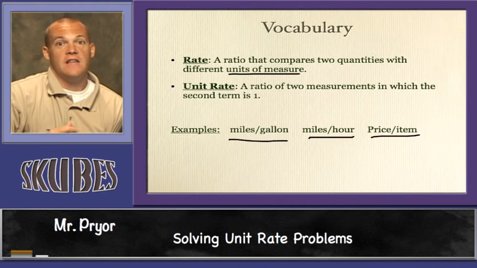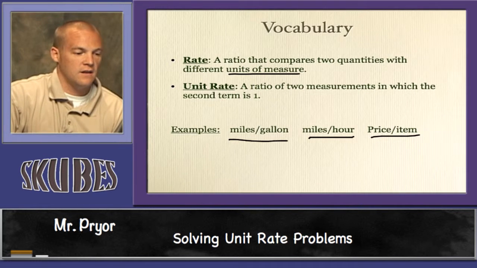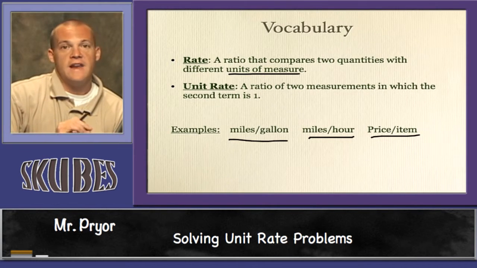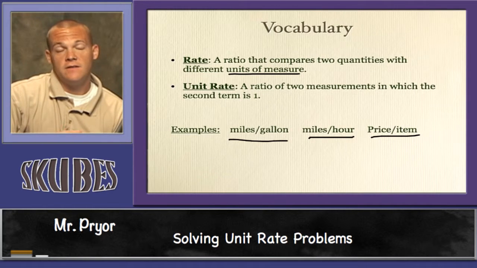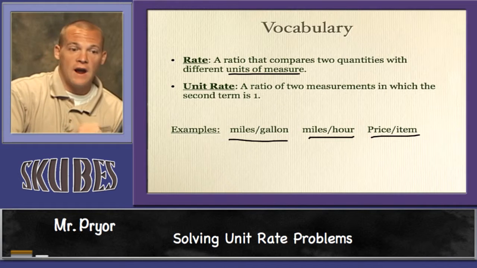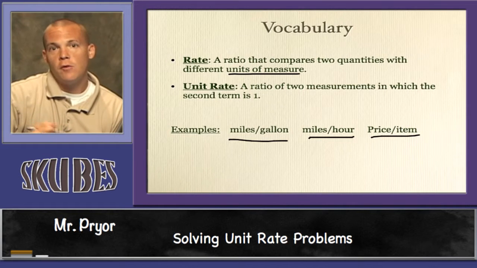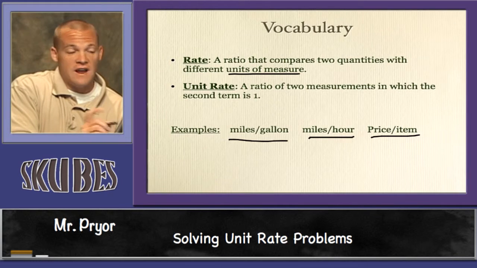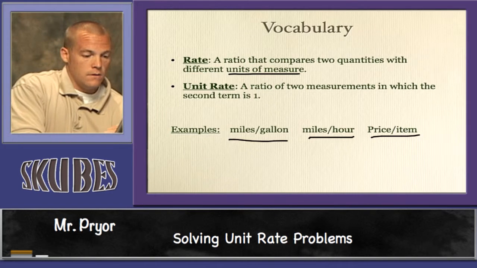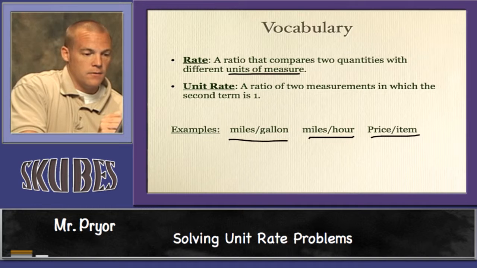When we're talking about a unit rate, what we're doing is taking the two measurements down to where the second term is 1. So we're trying to find how much 1 would be per item or how far you're going per mile. We're trying to take what would be the denominator in a fraction down to 1. All right, so let's take a look at some examples.